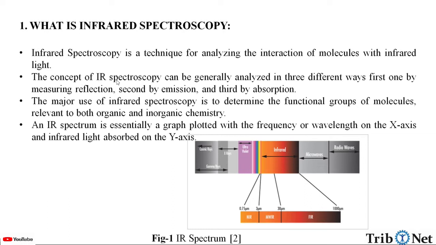The concept of IR spectroscopy can be generally analyzed in three different ways. First one by measuring the reflection, second by emission, and the third by absorption. The major use of infrared spectroscopy is to determine the functional groups of the molecules relevant to both organic and inorganic chemistry. An IR spectrum is essentially a graph plotted with frequency or wavelength on the x-axis and infrared light absorbed on the y-axis. Here in the figure, we can see the IR spectrum.